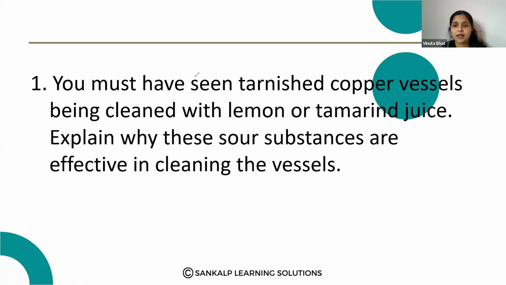You must have seen a tarnished copper vessel being cleaned with lemon or tamarind juice. Explain why these substances are effective in cleaning the vessels. Sometimes I hope you have seen in your house what happens. The color of the copper vessels changes, and that is cleaned by lemon or tamarind juice. What is the reason behind this? How are they able to clean that?